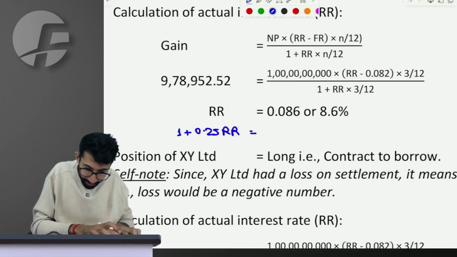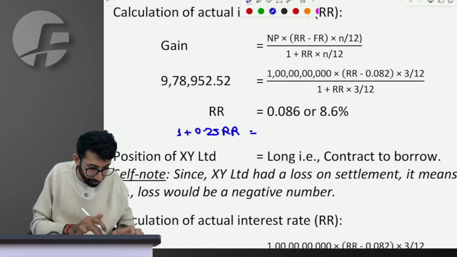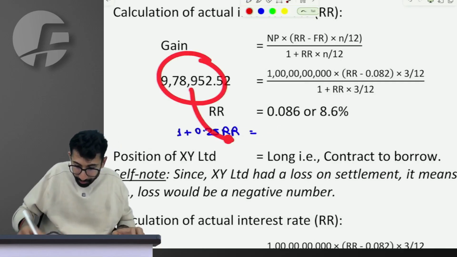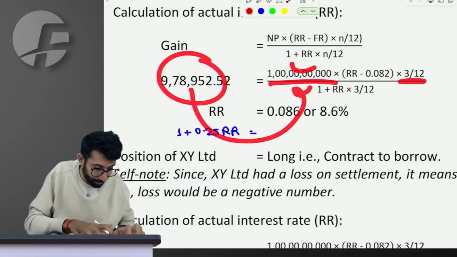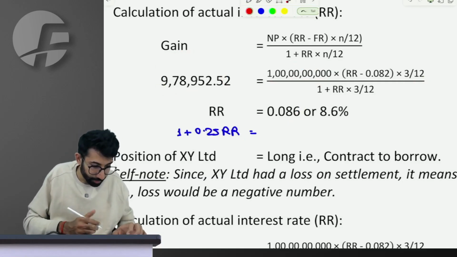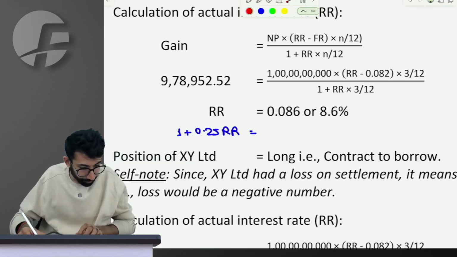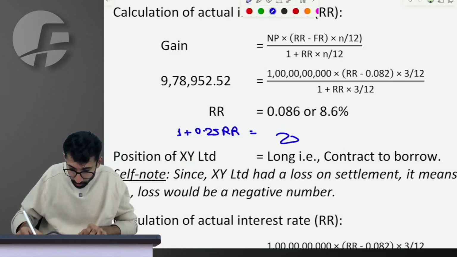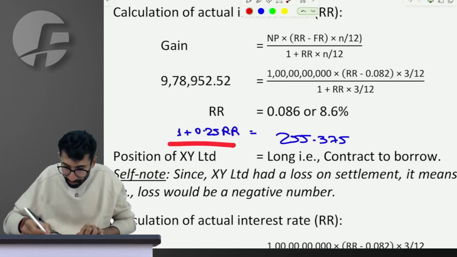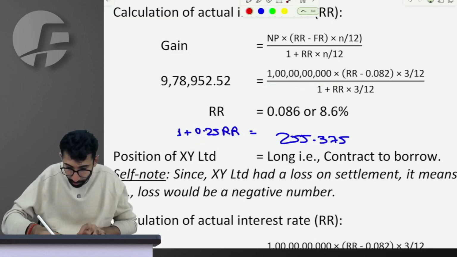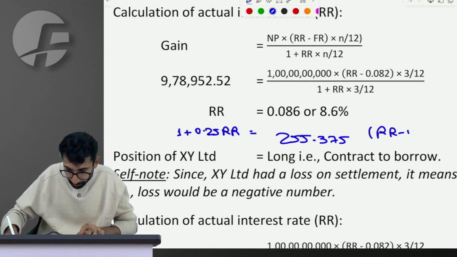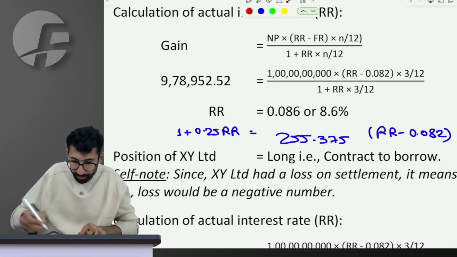divided by 978,952.52 multiplied by, so basically I have taken this number here, I have divided it and also multiplying it by 3 divided by 12, which is 255.375. This is equal to this into RR minus forward rate of 0.082. This becomes the simplified equation.